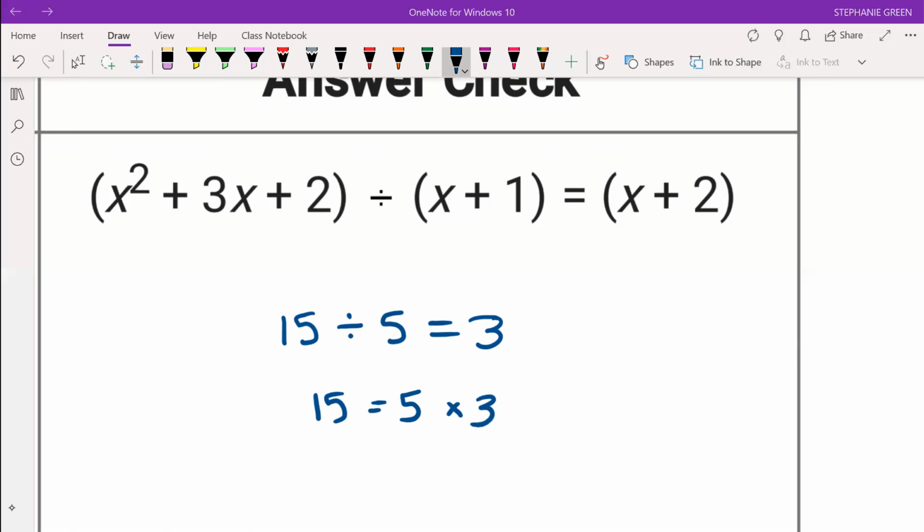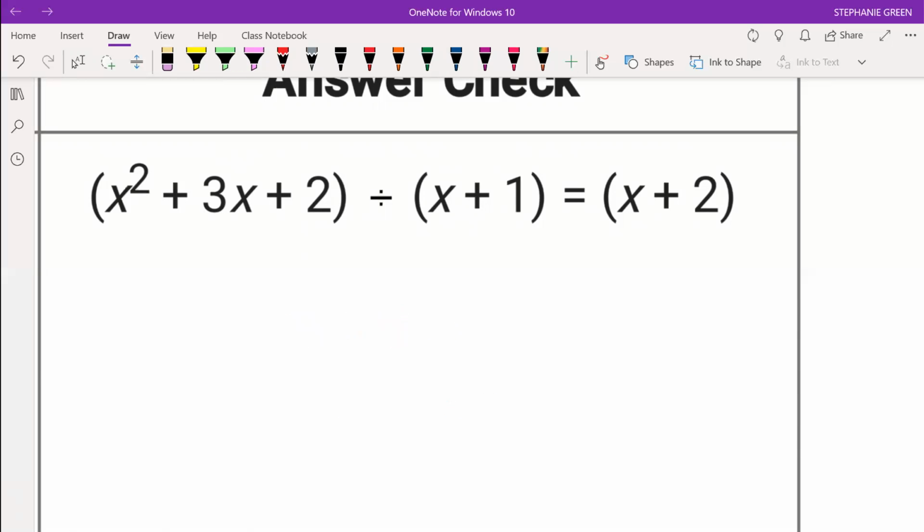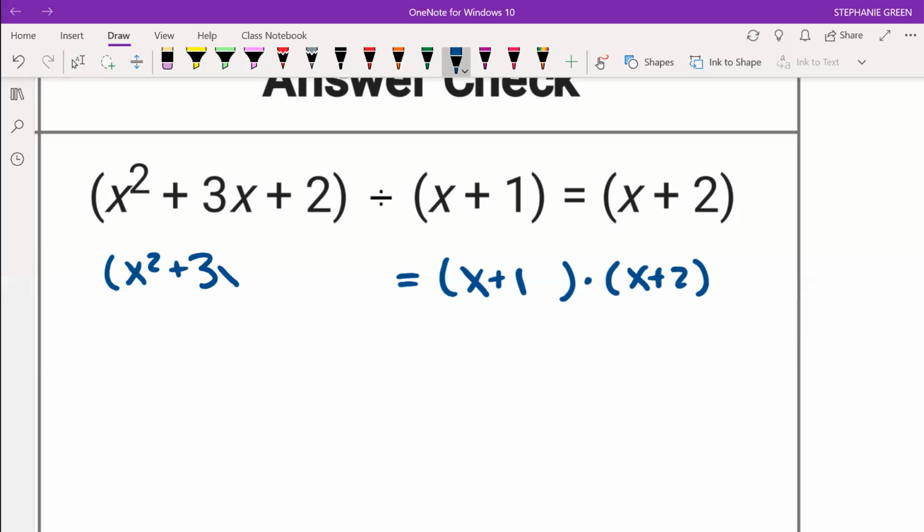We can do the exact same thing with polynomials. If you divide two polynomials and get an answer, I can check that answer by going backwards. I can do x plus 2 times, and we don't really use x's for times in algebra, times x plus 1 should equal the original dividend, x squared plus 3x plus 2.